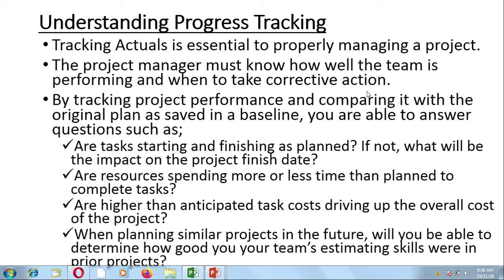The actual information that we enter in our project is going to help us compare with the plan in the baseline. The extent to which the two are similar determines our planning skills and our estimating skills. If you see there's a huge difference between what was planned in the baseline and what actually happened in the project, then you will know that your estimates were not that good.